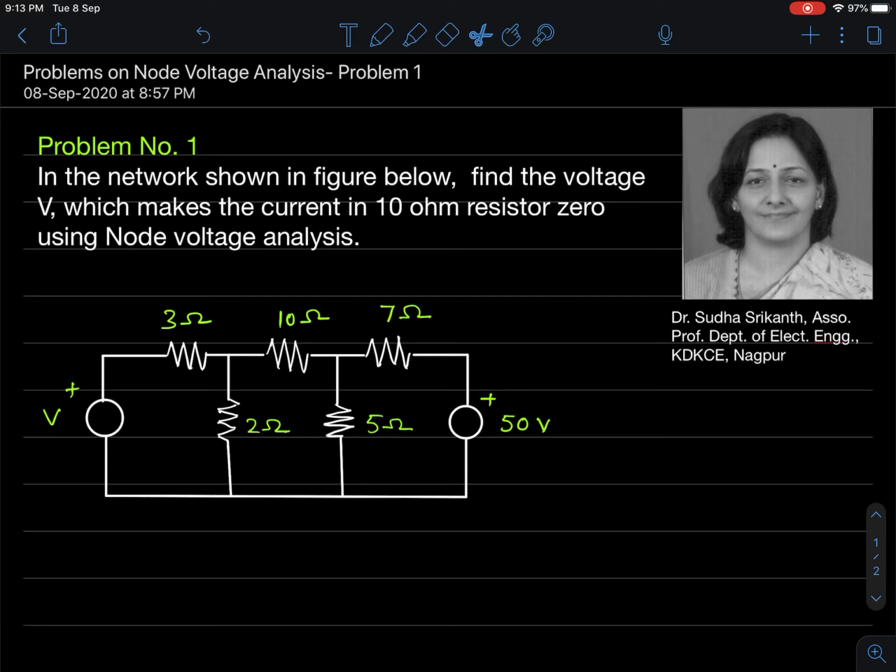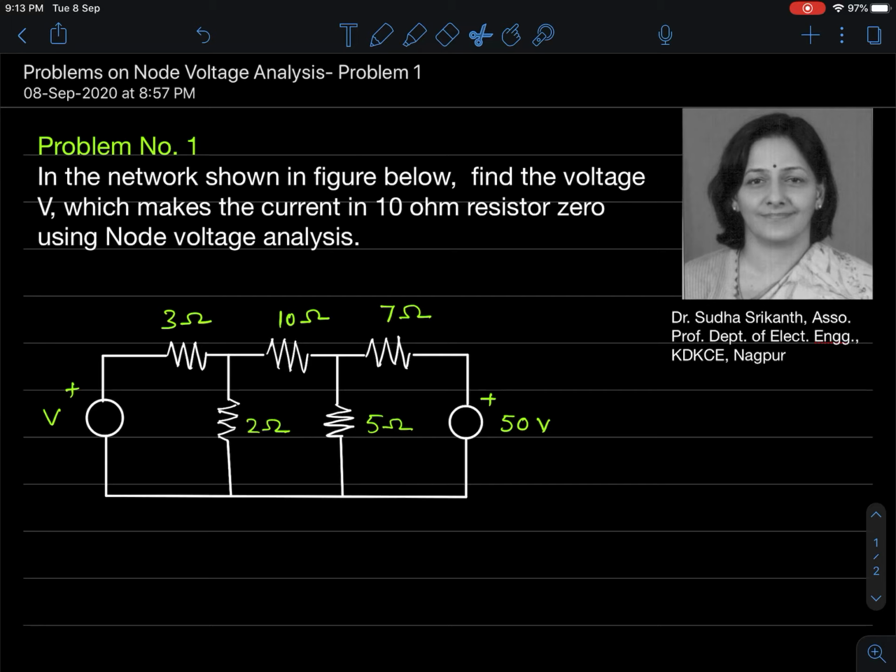So this is how the problem reads. You are supposed to find the voltage V, which makes the current through the 10 ohm resistor 0. The method suggested is nodal voltage analysis. Well, let's see how to do this particular problem.